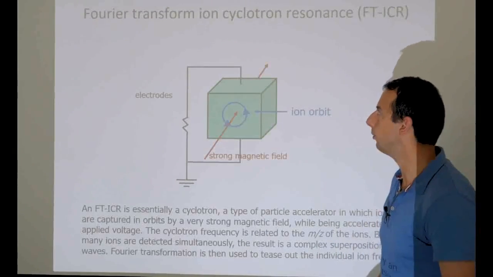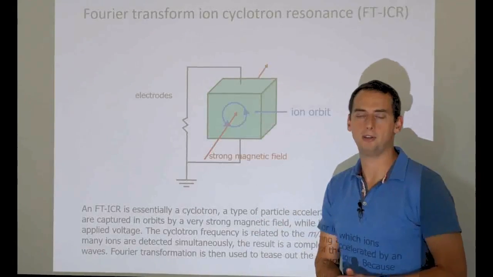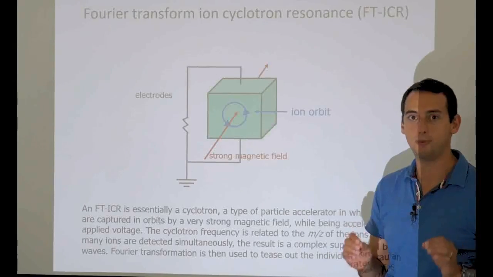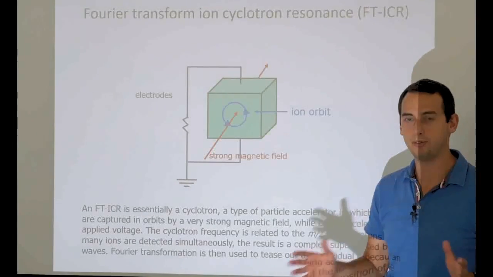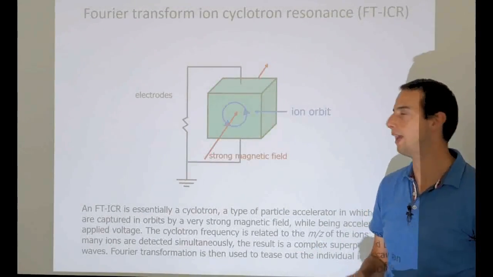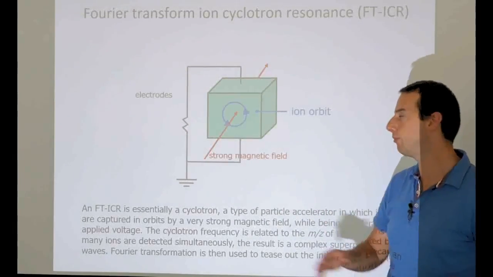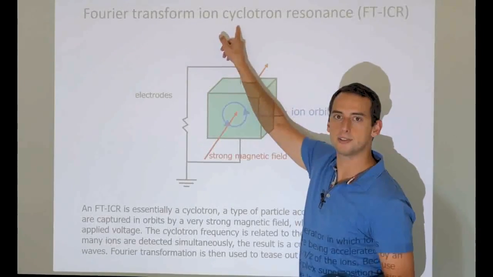We'll start with the oldest one of the two, the Fourier transform ion cyclotron resonance instrument. It's a very long name, but the name is extremely apt. Just like MALDI, matrix-assisted laser desorption ionization, is an apt name, this one is apt too, and we'll work our way through it. The first thing we'll focus on is the fact that it's an ion cyclotron.